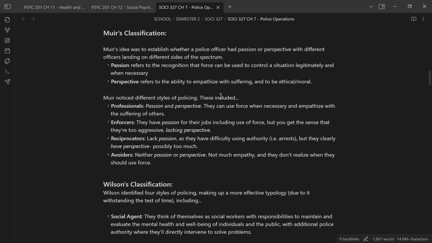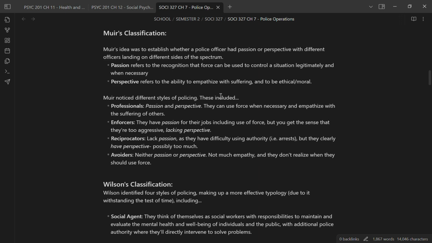So we have different styles of policing. We have professionals, which use both passion and perspective. They use force when necessary, and they empathize with others' suffering. We have enforcers who are lax on perspective, but they're very passionate. So you usually see them being over-aggressive. Reciprocators lack passion. They have difficulty enforcing arrests and using authority. And this is usually due to having too much perspective and too much empathy. And avoiders, which are not using either. They're not really empathetic, and they don't really realize when they should use force.